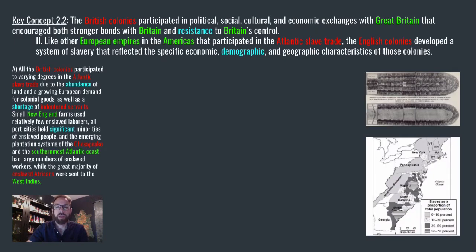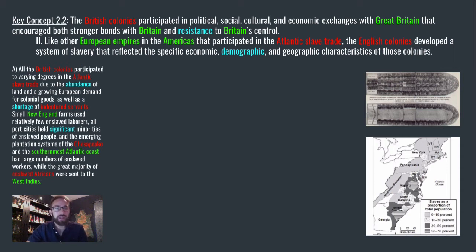Alright, so if you look at the description for this entire presentation, it's looking at how all European empires participated in the Atlantic slave trade, but within the English colonies, slavery developed into a system that depended on the regional peculiarities of the different regions. And you can see that in that really long part A that you have there on the far left.